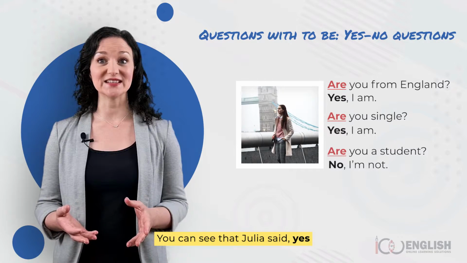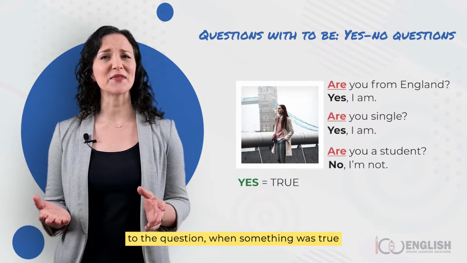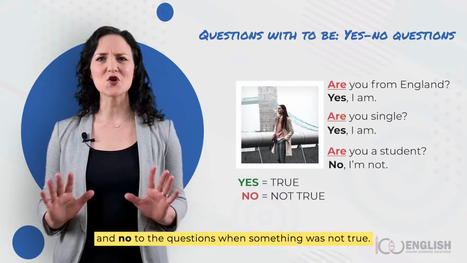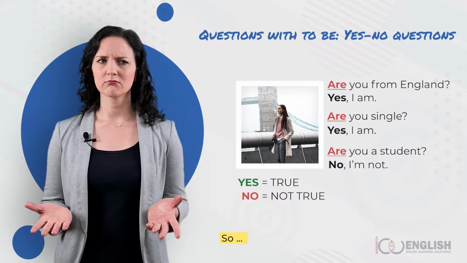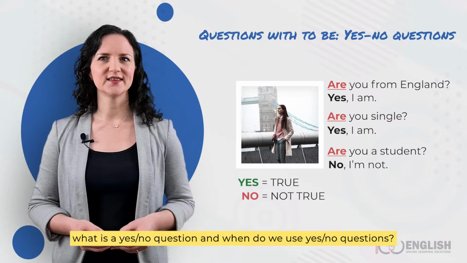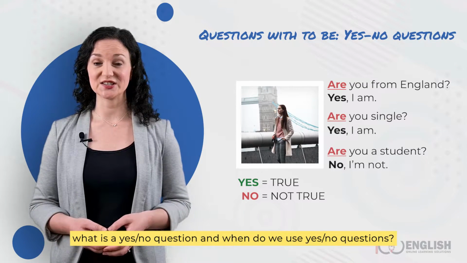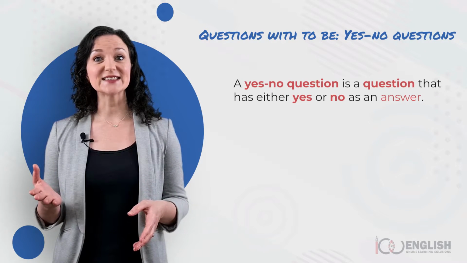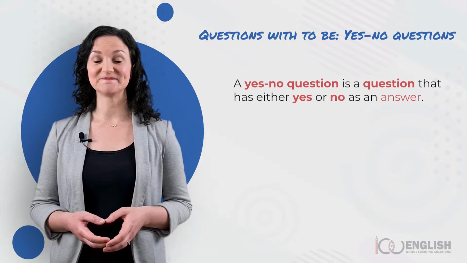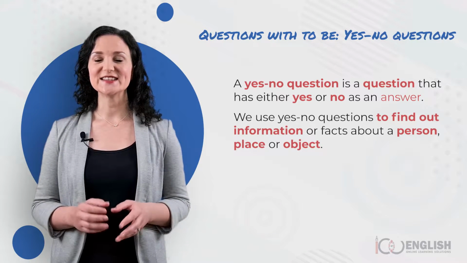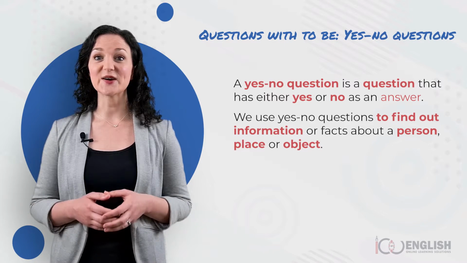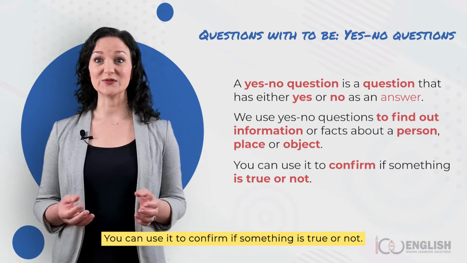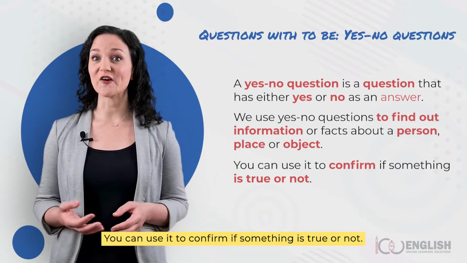You can see that Julia said yes to the questions when something was true and no to the questions when something was not true. So, what is a yes-no question? And when do we use yes-no questions? A yes-no question is a question that has either yes or no as an answer. We use yes-no questions to find out information or facts about a person, a place, or object. You can use it to confirm if something is true or not.